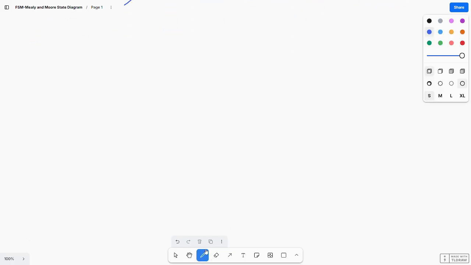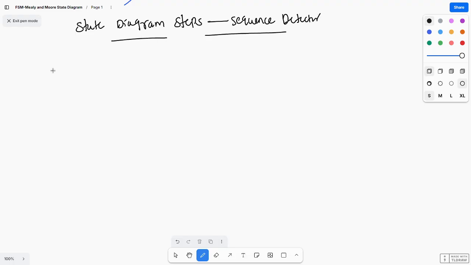Okay, so next, state diagram steps of sequence detector. If you see the state diagram steps, these are the steps common for both Mealy and Moore. Start with the initial state.